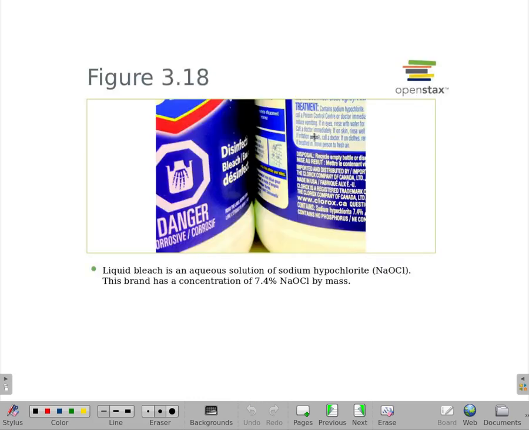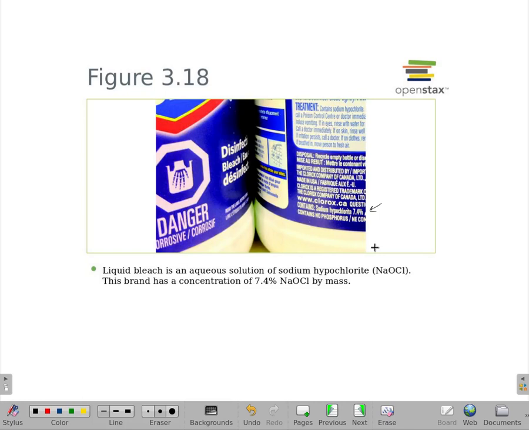All right. Molarity is used in the chemistry lab, but it's not used in the real world. Real world likes percents. What we have here is a picture of bleach and disinfecting bleach. We'll list somewhere on there the concentration of sodium hypochlorite, which is NaOCl.